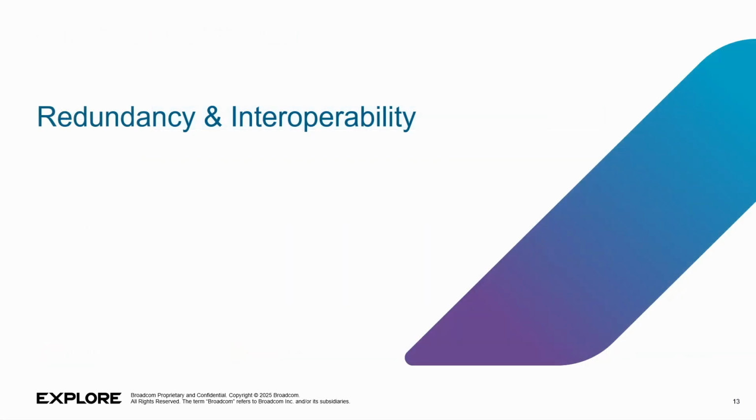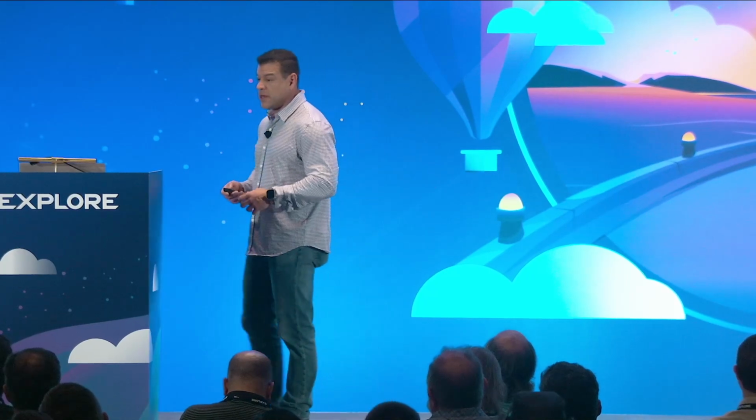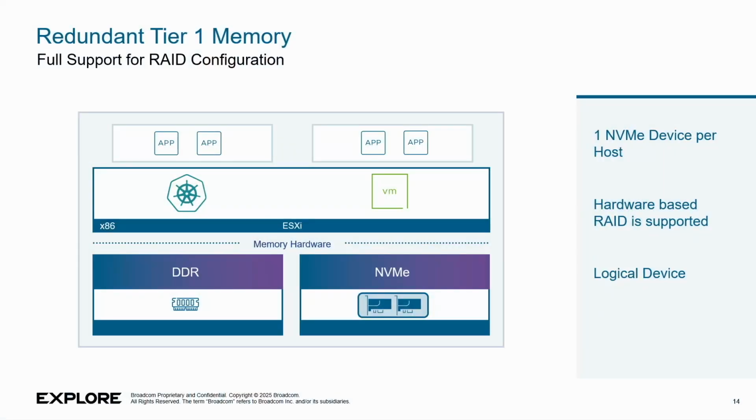So one of the questions I get is, what about redundancy? And does it work with everything else that we have? We have a ton of features within vSphere by itself, let alone VCF. How does it work? Is it really compatible with everything? Well, let's see. So for redundancy purposes, we do support RAID, hardware RAID.